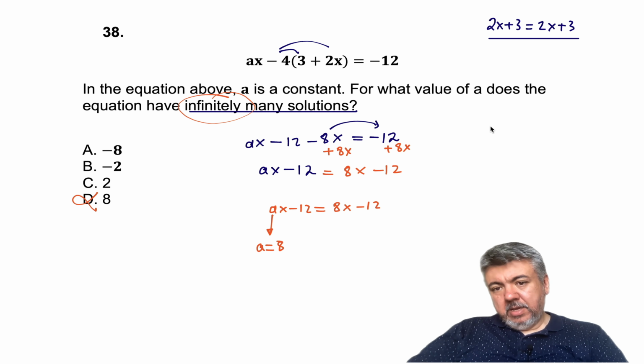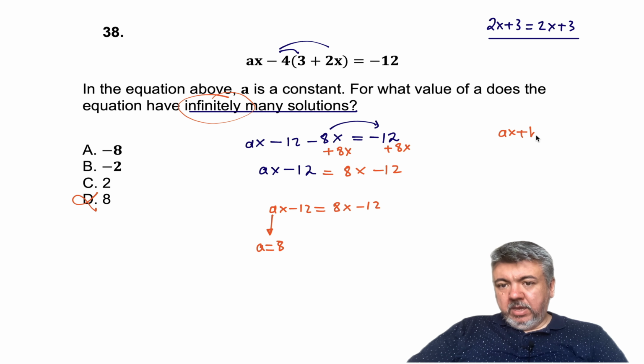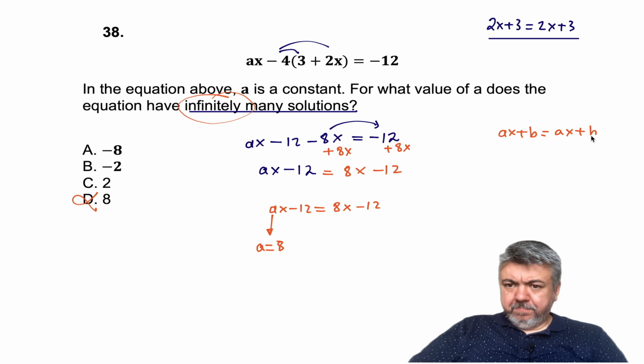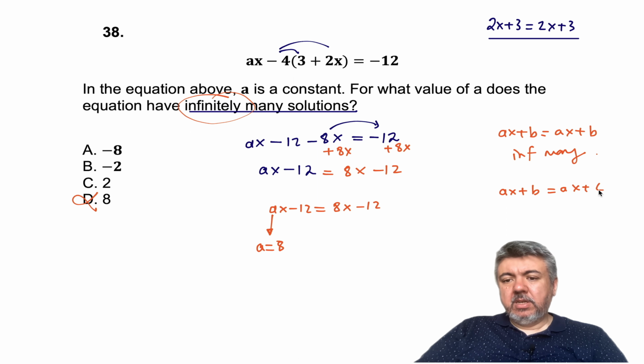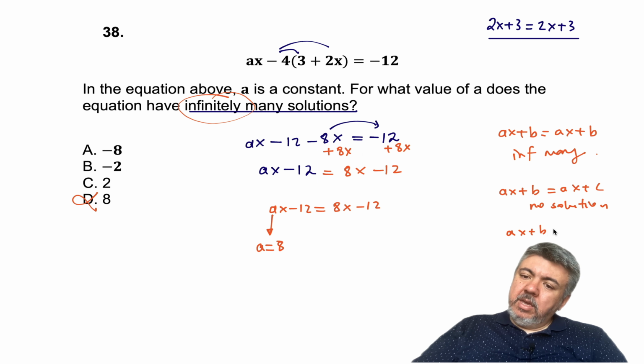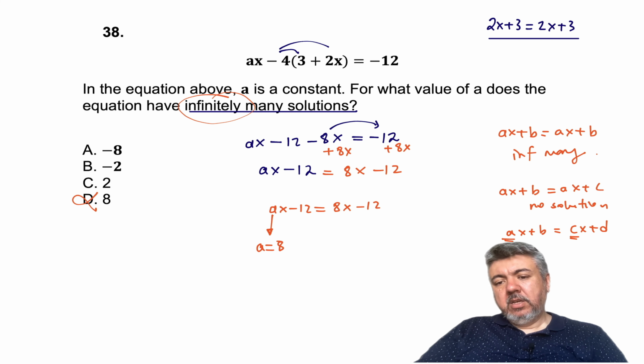Idea is simple. Ax plus b equals ax plus b, infinitely many solutions. Ax plus b equals ax plus c, where b and c are different, then no solution. Ax plus b equals cx plus d, a and c are different, then unique solution, one solution.